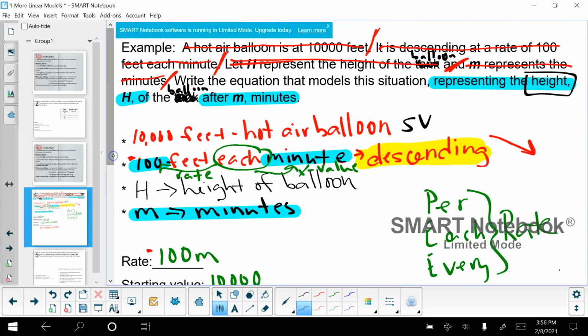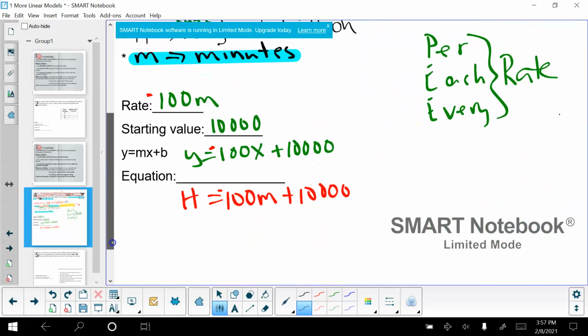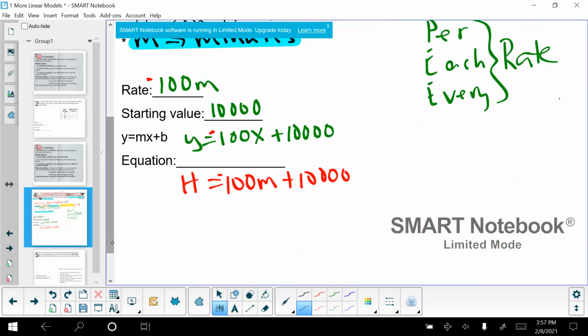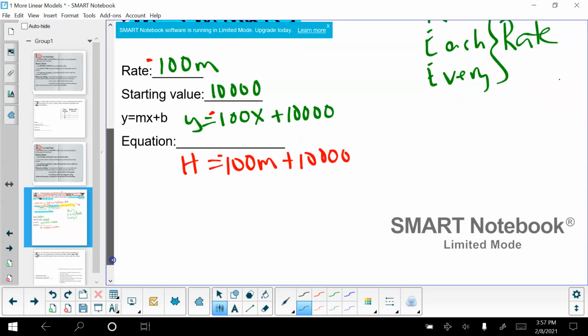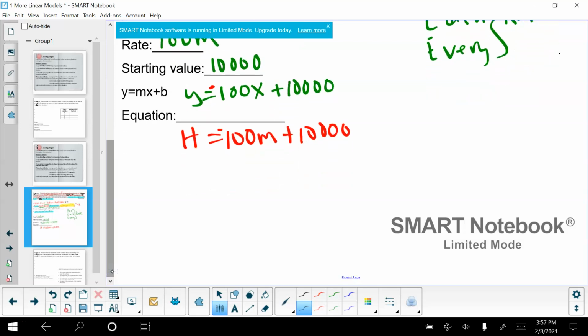So when they're asking you to write an equation representing a certain element, like the height or the weight or the hours or the days, and they say representing that, that's what you're starting your equation with. So in this case, we're starting our equation with the height. Okay, now we're going to proceed on and make that sketch.